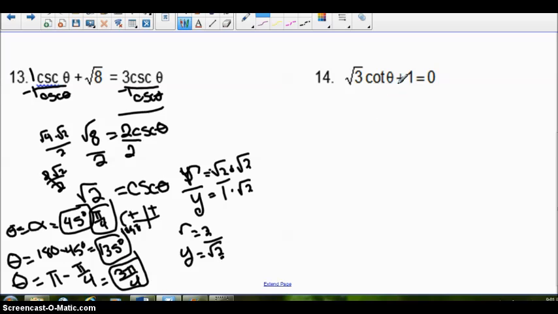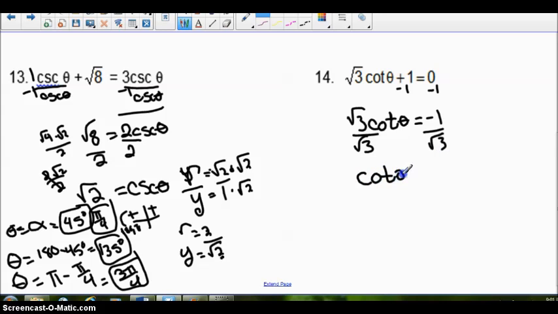Okay, so for the next one, we want to isolate the cotangent theta, so we'll subtract the 1, and we have square root of 3 cotangent theta equals negative 1. Divide by the square root of 3. Cotangent theta would be negative 1 over square root of 3. Now, we're not going to leave it here, right? But we do know that the ratio for cotangent is x over y. So we are looking for x to be 1 and y to be the square root of 3.